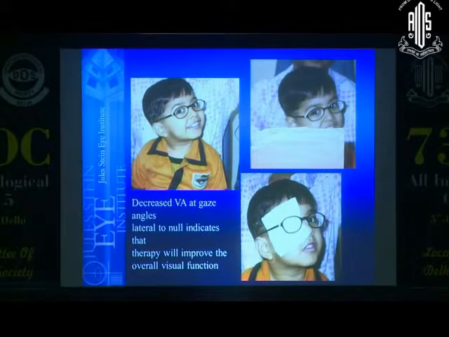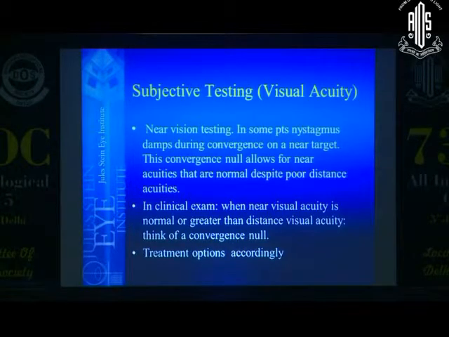Of course, this is how we do it in our clinic. And this is clinically important because if you see that there is reduced vision at gaze angles other than the null, you'd probably be able to tell that therapy will improve his visual function. Another thing that we do in the clinic all the time is to record near vision. Again, clinically important because it gives you a clue as to the convergence null. And when you have near visual acuity better than the distance, you can probably think of a convergence null and take your treatment options accordingly.